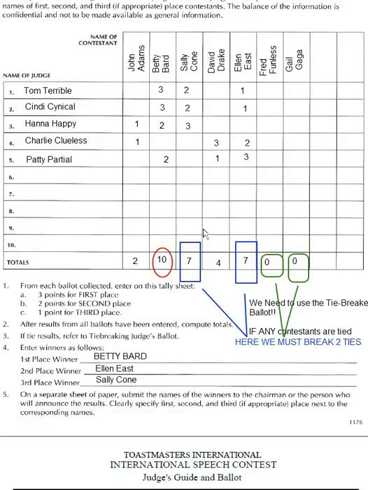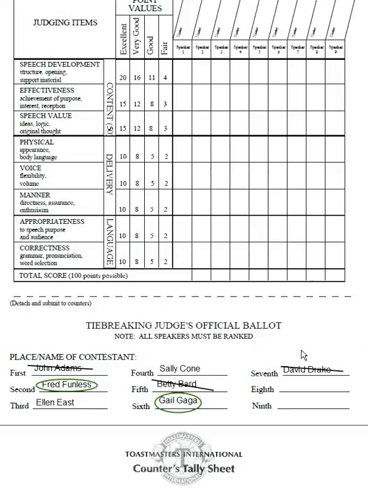In fourth place, David Drake. In fifth place, John Adams. And then we have a tie for sixth place between Fred Funless and Gail Gaga. So we go back to the tiebreaker judge to see which of those wins the tie.